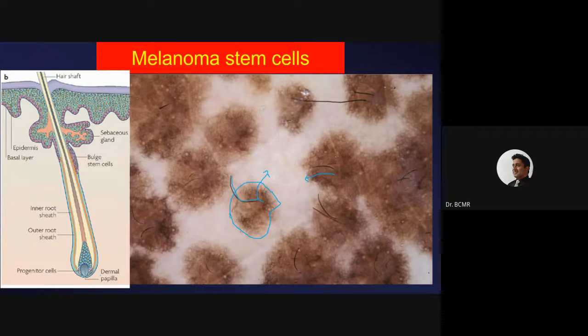So this is a hair follicle. We have the hair, skin hair, and there are inner root, outer root, and so many other things, progenitor cells for the hair and all. And there is the sebaceous gland, which produces sebum, and we have epidermis and the basal layer and dermis and so on. We also have a bulge, a small bulge here, this region. That is where the stem cells are.